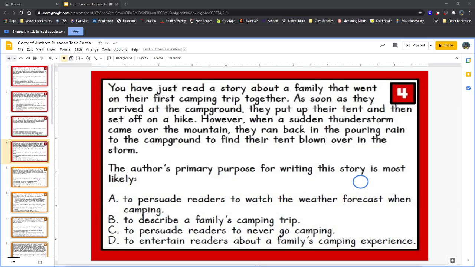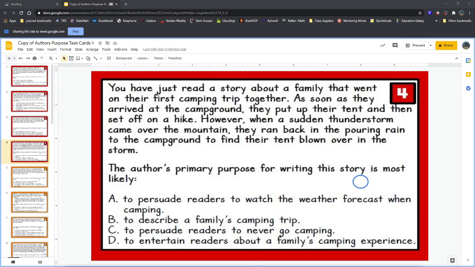The author's primary purpose for writing this story is most likely A. To persuade readers to watch the weather forecast when camping, B. To describe a family's camping trip, C. To persuade readers to never go camping, or D. To entertain readers about a family's camping experience.